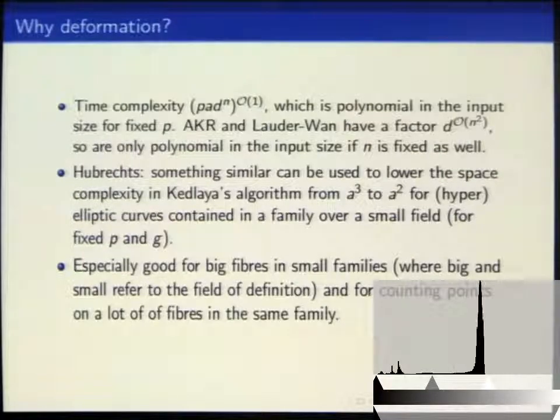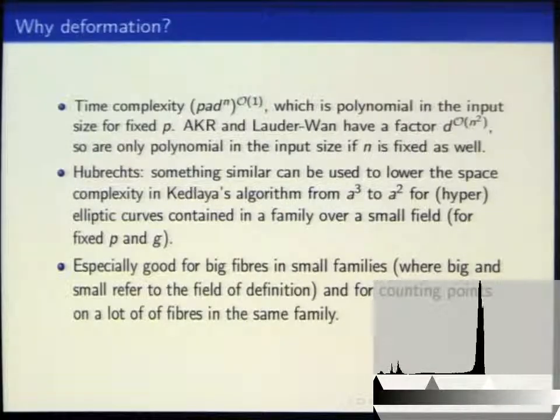Okay, so why would you do this? I think the main motivation for Alan Lauder was the time complexity, because he showed that the complexity of this algorithm is polynomial, p to the O(1), to a constant. The natural input size here is log p times a times d to the n. So for fixed p, what's in the brackets there is the input size. So for fixed p, this is polynomial time in the input size.